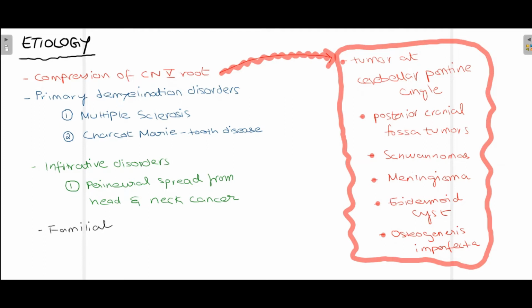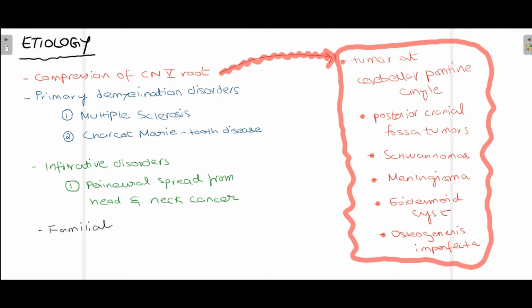Moving on, there are some primary demyelination disorders that are associated with trigeminal neuralgia. Firstly and most commonly, we have multiple sclerosis, and secondly, Charcot-Marie-Tooth disease. These are the two primary demyelination disorders that might lead to the development of trigeminal neuralgia. Now, at times there are certain other disorders. For example, there might be head and neck cancer, which as it spreads might engulf the nerve roots that are present along its path.